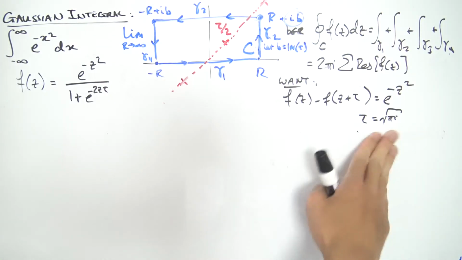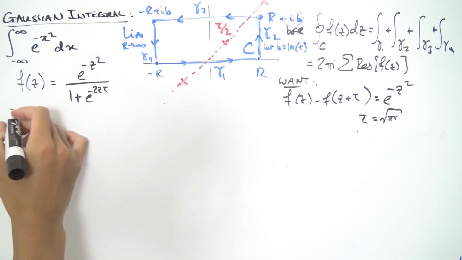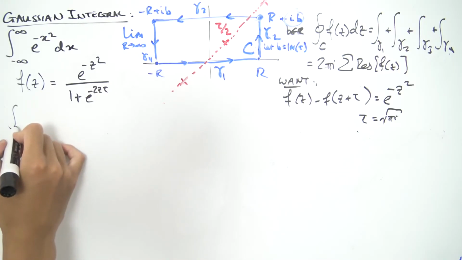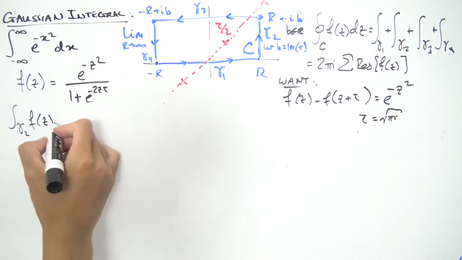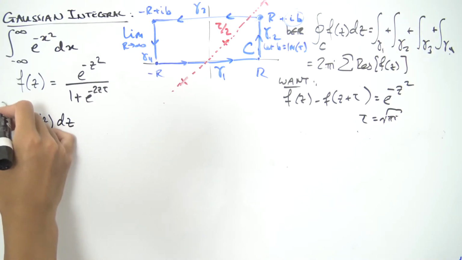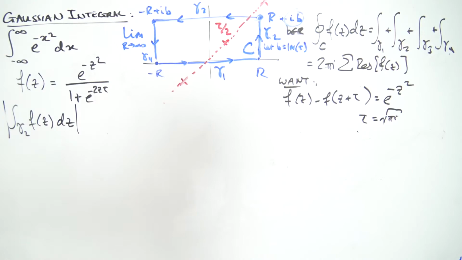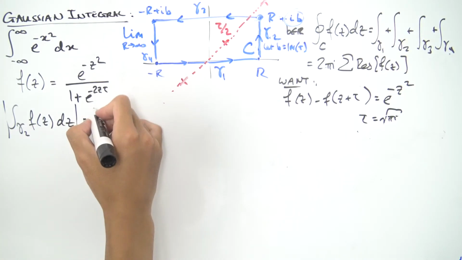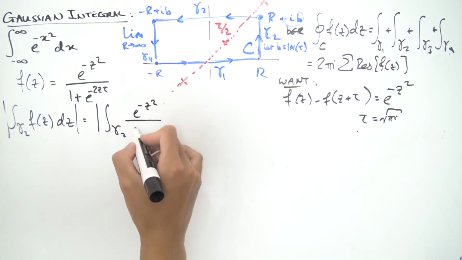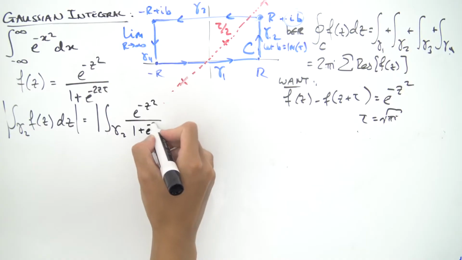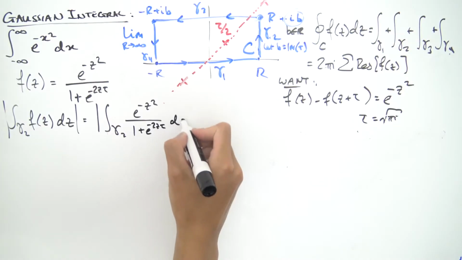So in this next section, let's take a look at the integral over gamma 2 of f(z) dz, and we want to show that in the limit this goes to 0. So let's estimate this by putting absolute values everywhere. And let's first of all plug in the definition of f(z). That's going to be e^(-z^2) over 1 + e^(-2zτ) dz.